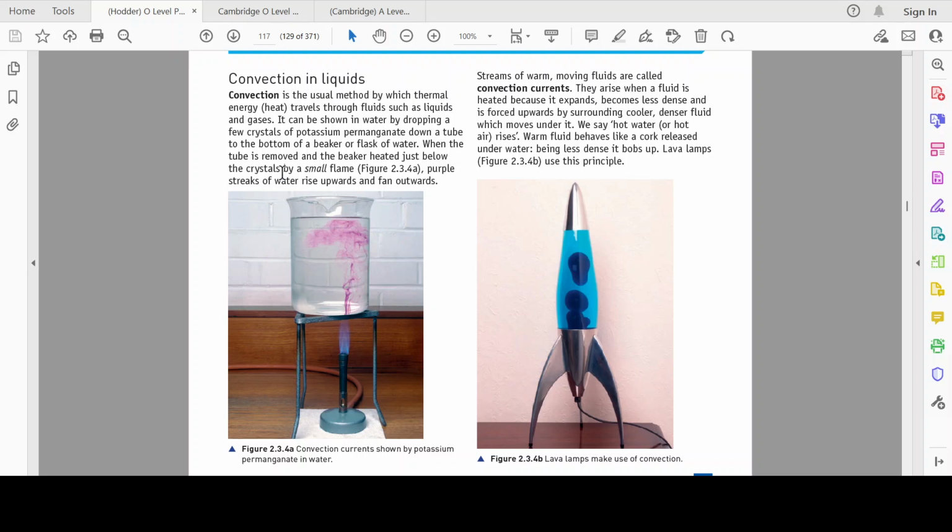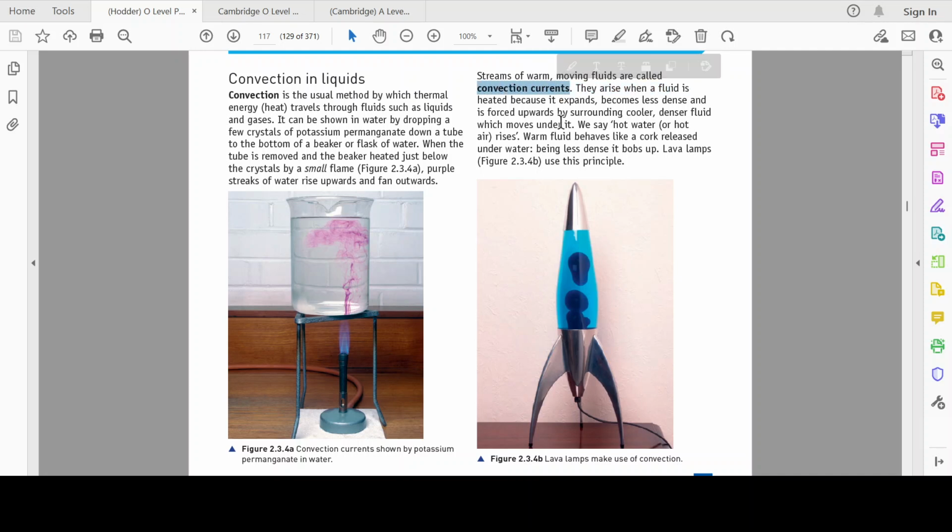So what they're doing over here is they put a small flame under the crystal, exactly where the crystal is, and so the water is getting heated. The potassium permanganate is dissolving in water by diffusion. But what's happening is that the water is gaining heat and warming, and then the warm water itself is rising up. The cool water is coming down. And what that does is set up a convection current in the water.